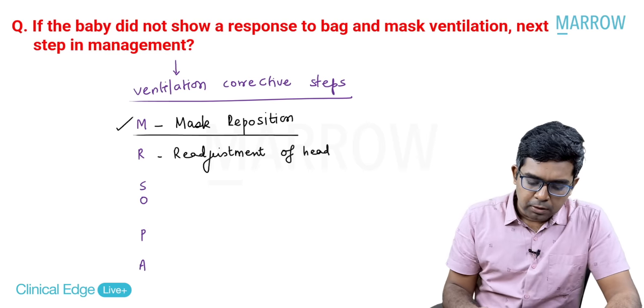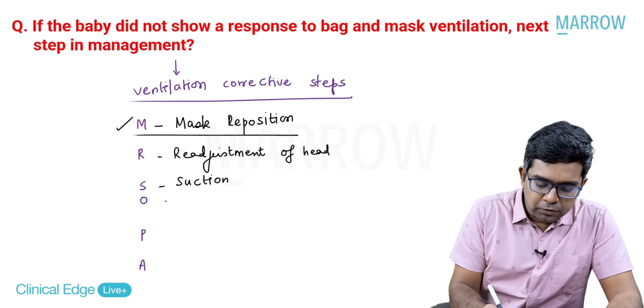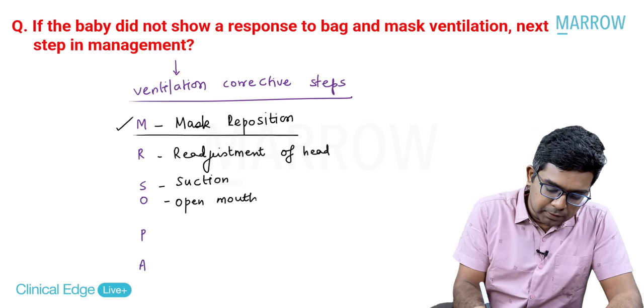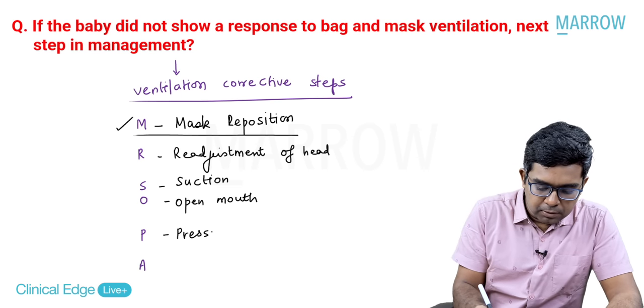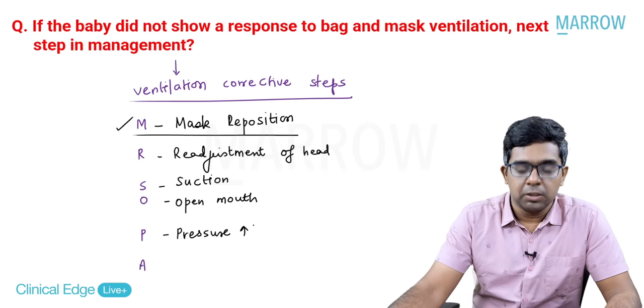Then S is for suction. There may be some secretions which are blocking the airway, so you have to provide suction. O is for slightly open the mouth and provide the ventilation. P is for pressure increase. Increase the pressure while pressing the bag. That is what pressure increase is.